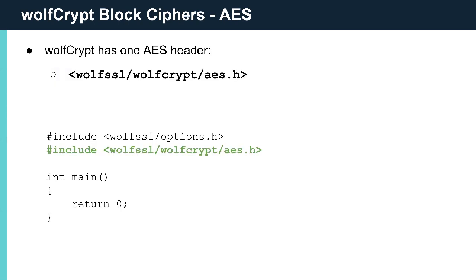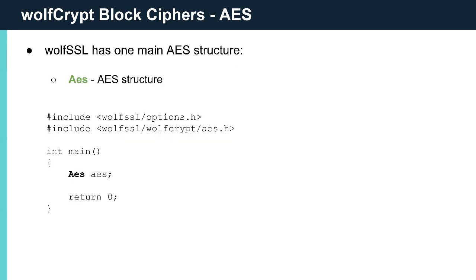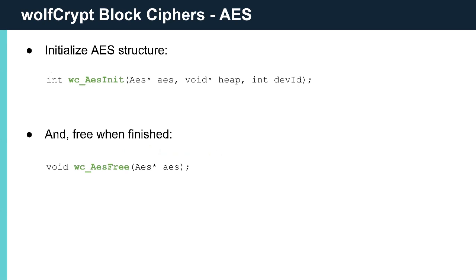We have one AES header, AES.h, and one AES structure called AES. You'll want to initialize your AES structure with AES init. You can pass in again the heap pointer and dev ID if needed, and then free that structure with AES free.